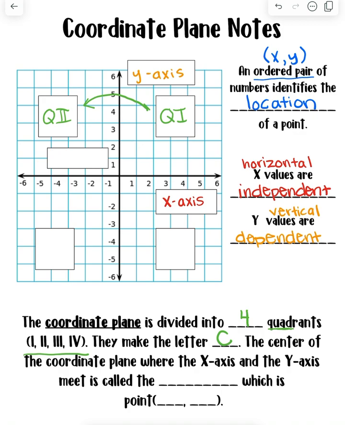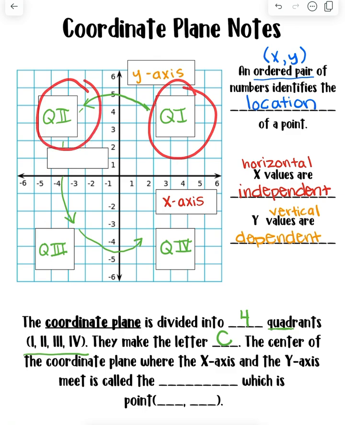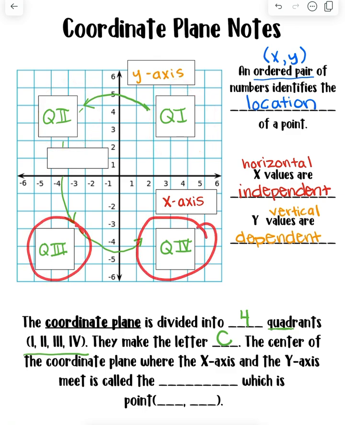If I continue making my C, I go into this corner, which is going to be quadrant 3. Okay, so everything in this section is quadrant 3. And then if I finish out my letter C, this is quadrant 4, and in Roman numerals, it looks like IV. So everything in this corner is quadrant 4. So they are separated by the y and the x-axis. So quadrant 1, quadrant 2, quadrant 3, quadrant 4.